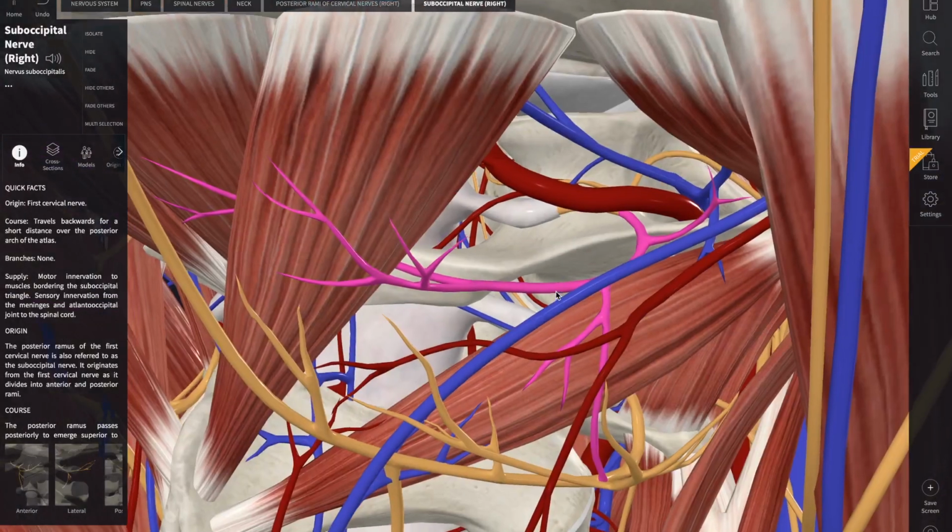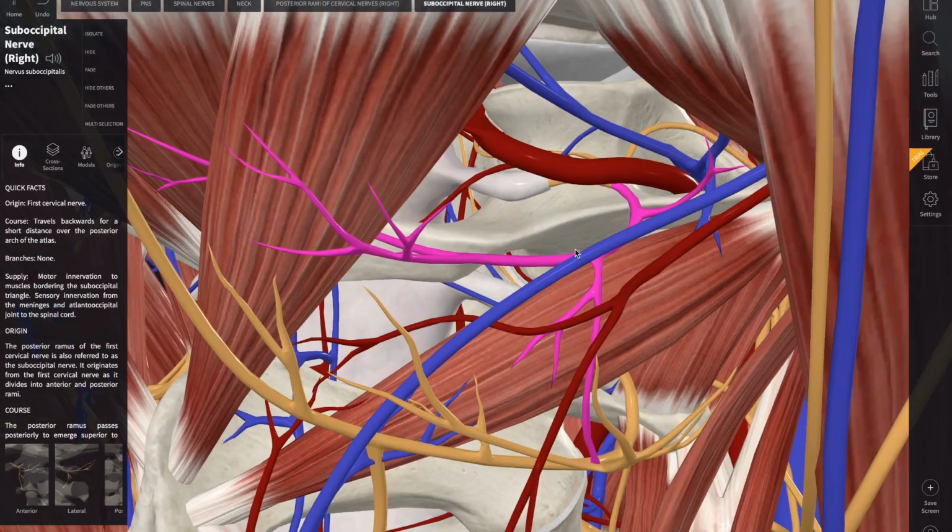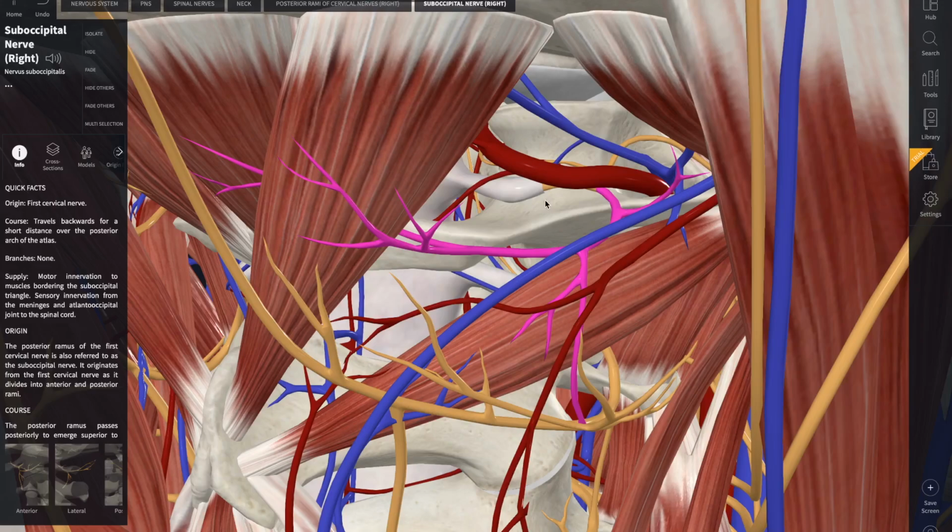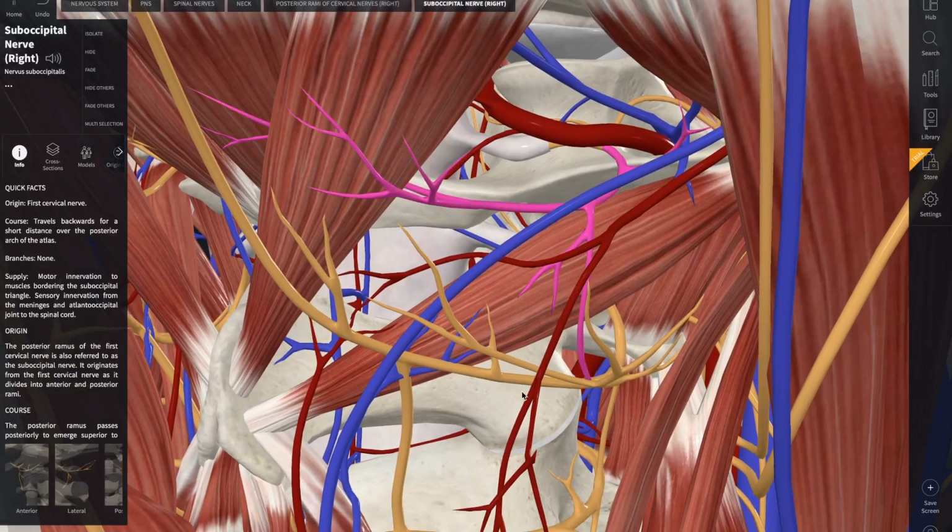This is the suboccipital nerve. This nerve comes from C1, the first cervical nerve. Basically, it supplies all of the four muscles I'll be talking about in a second, and I'll remind you as well. We also have the dorsal ramus of C2.